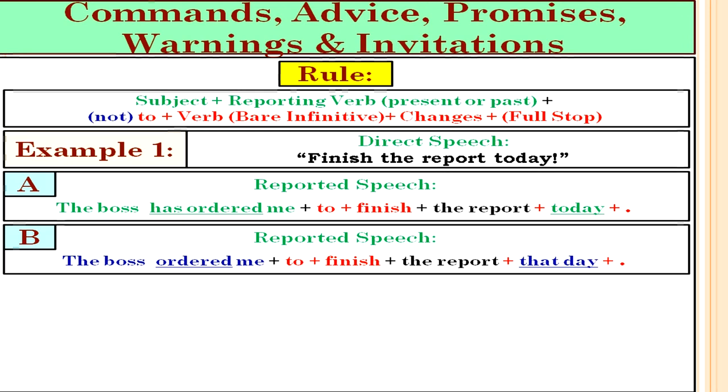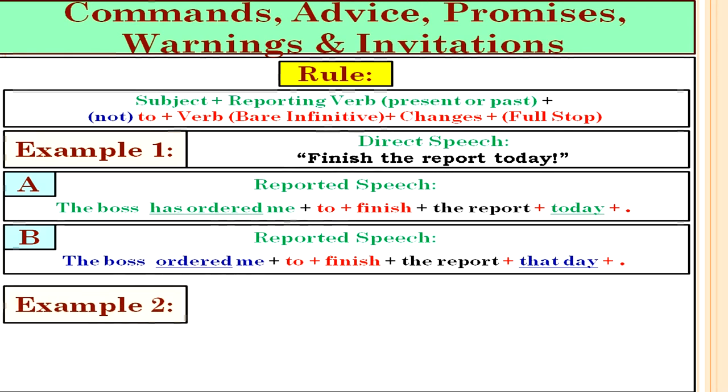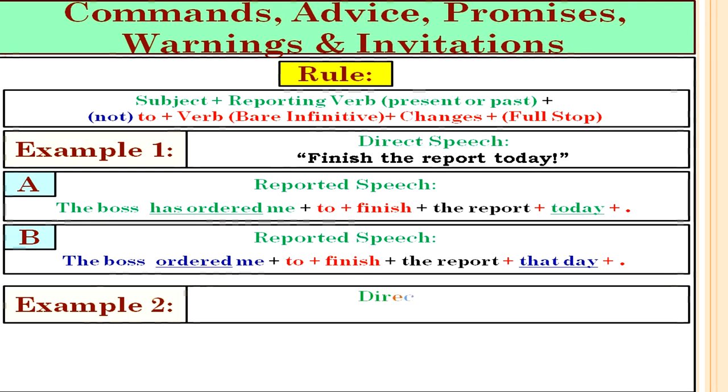And finally, full stop. Now let's move to example number 2. The sentence in direct speech is "Don't leave your room." This is again a command to report this sentence. Here we have dealt with just one example, and it's fine.